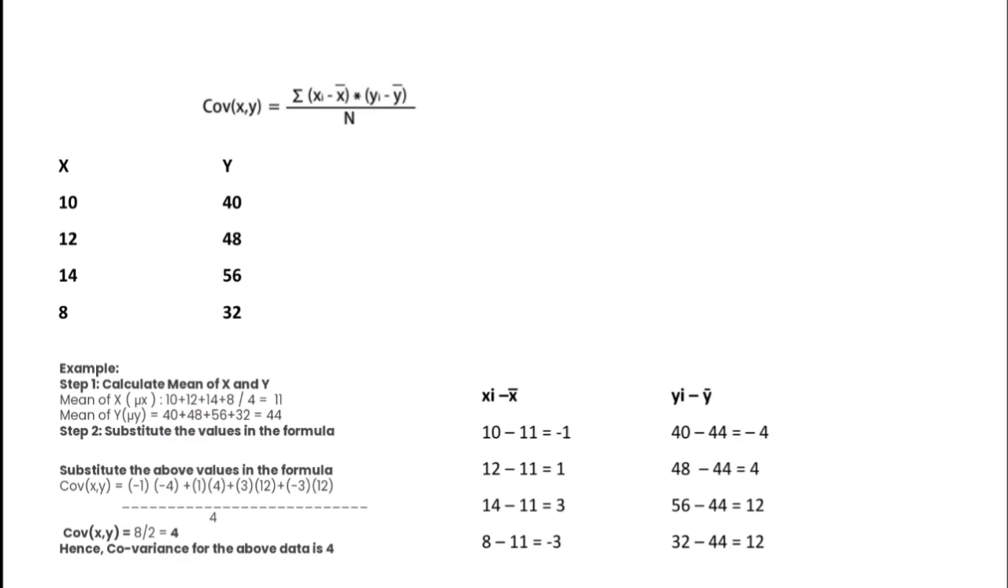You can calculate it very easily, right? So covariance of x comma y will be 8 divided by 2. So 2 4s are 8. So the value of covariance is 4.